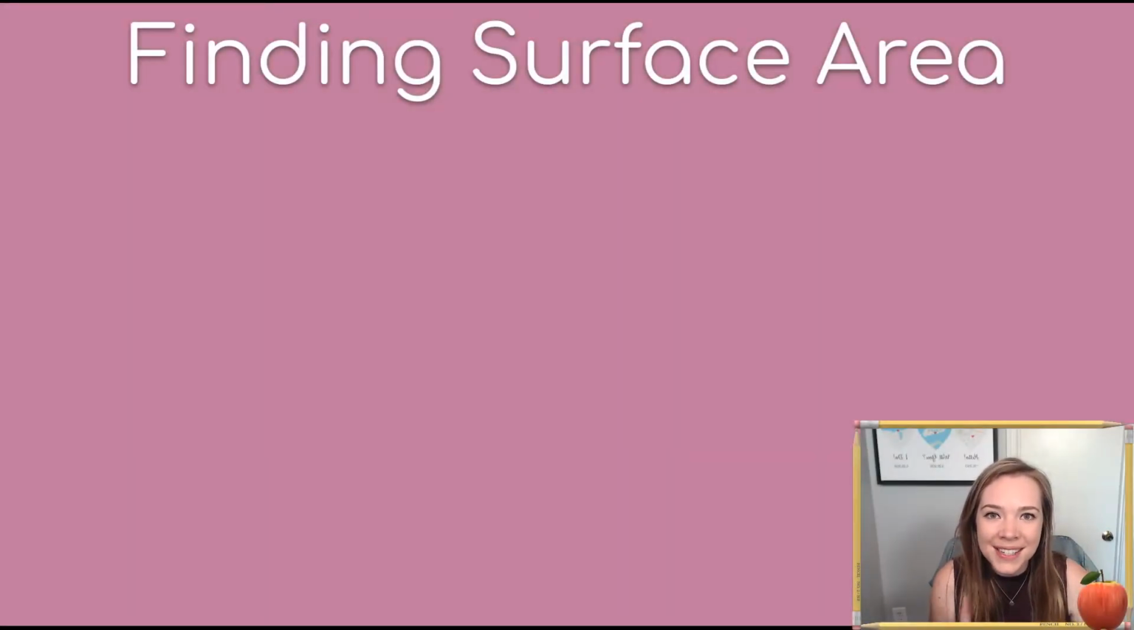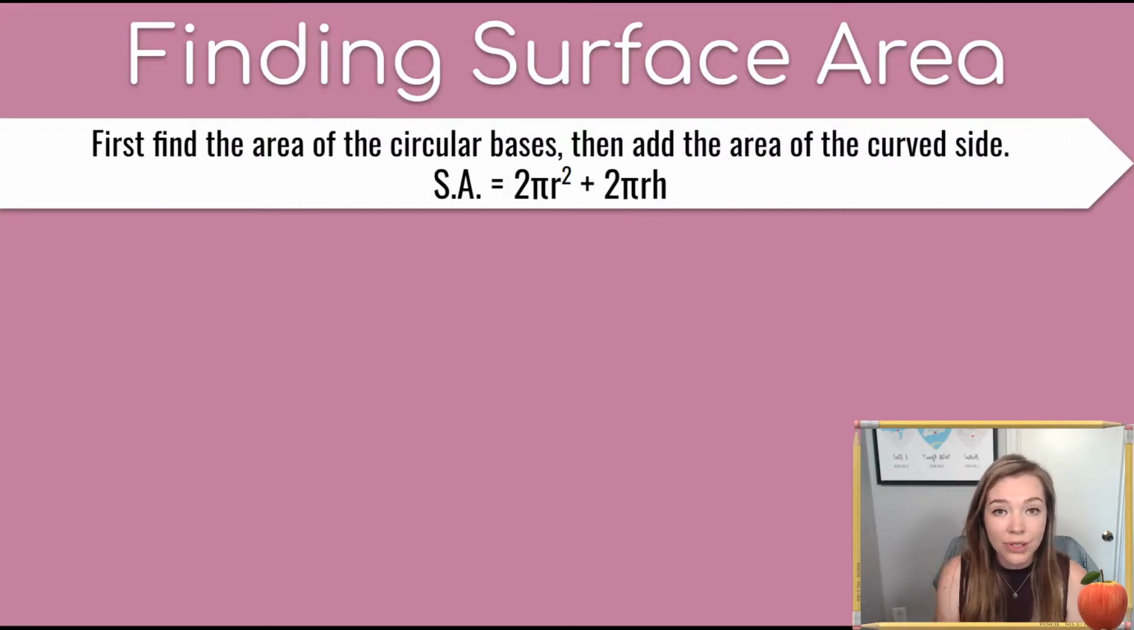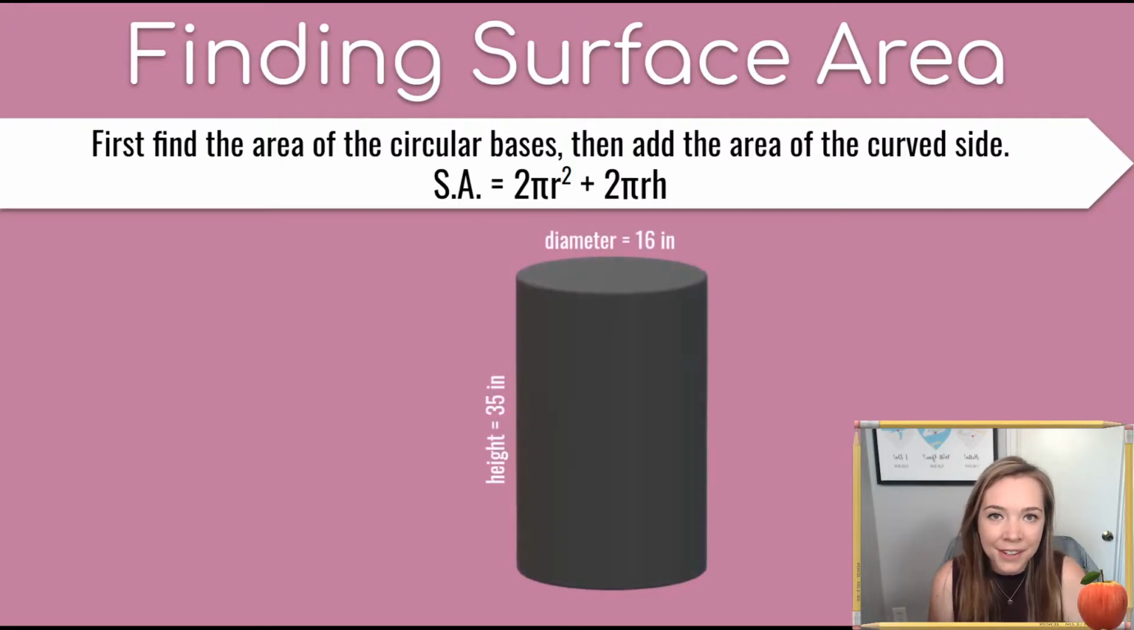All right, so we're going to start by bringing down that formula. We want to find the area of the two circular bases and then add that to the curved side. So here is our new cylinder. And this time, instead of having the radius, I have the diameter. So I've got to do an extra step.